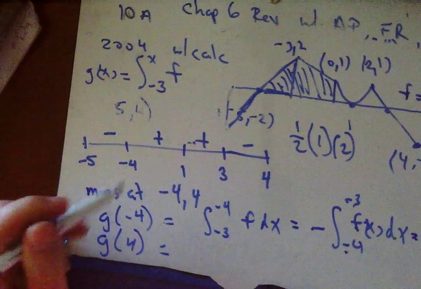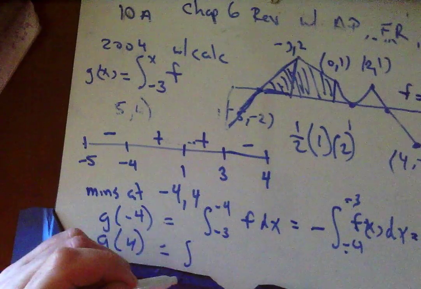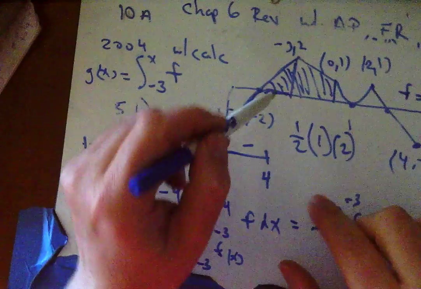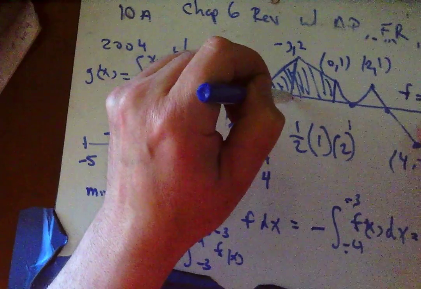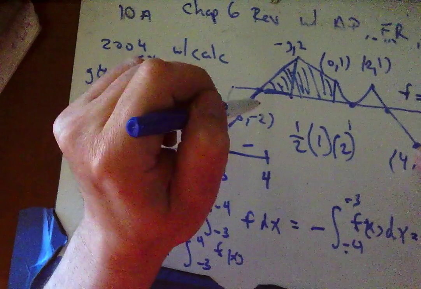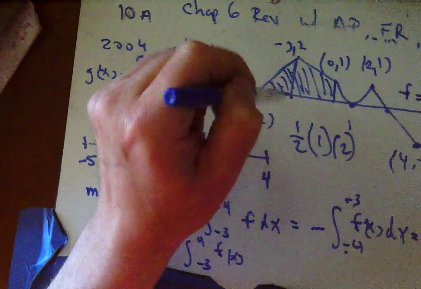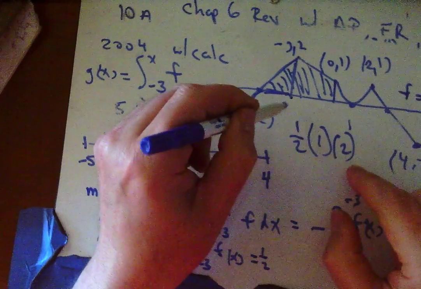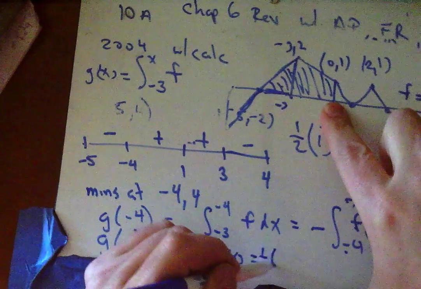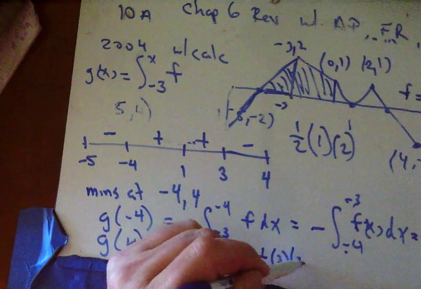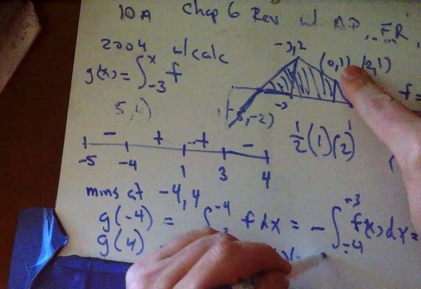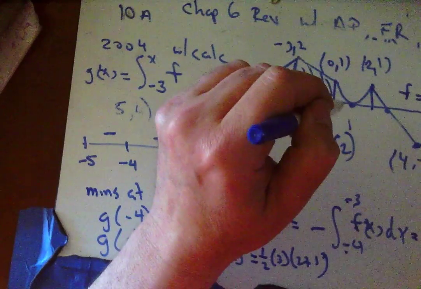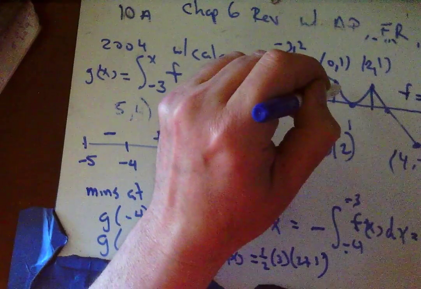What about the minimum at +4? If I integrate from -3 to +4 this f function, it includes all these little bits. First, we have this trapezoidal bit. That's going to be 1/2, -3 to 0 is 3, base 1 is 2, base 2 is 1. Plus this piece in here. And I believe this piece in here, yes, this is a semicircle.